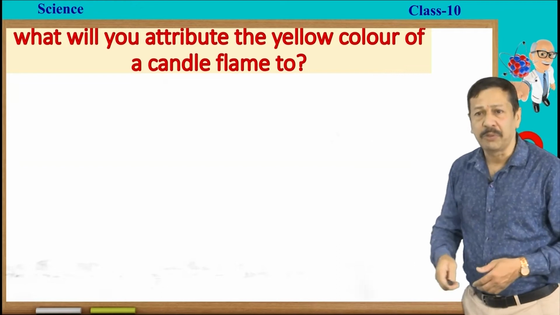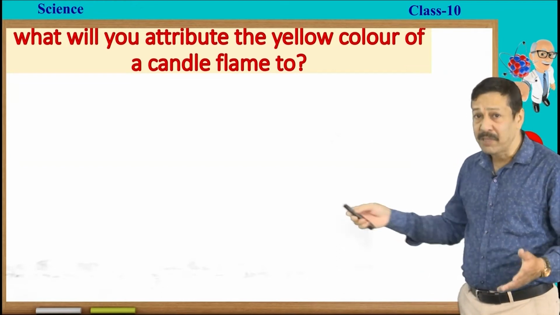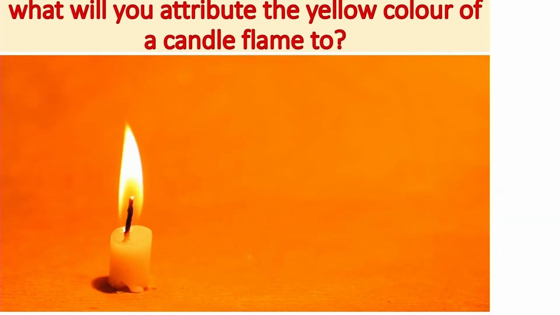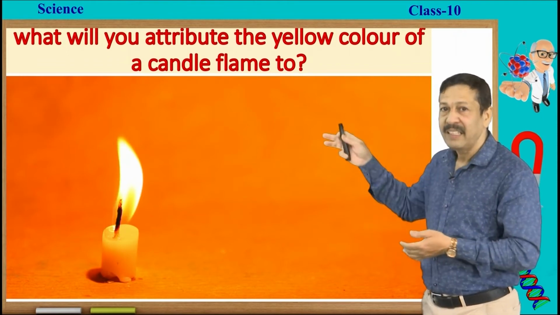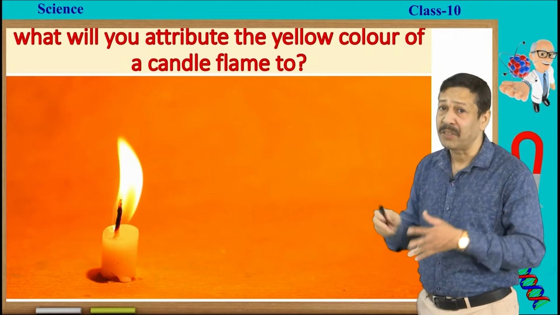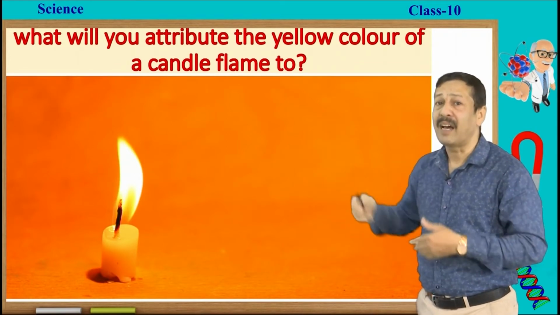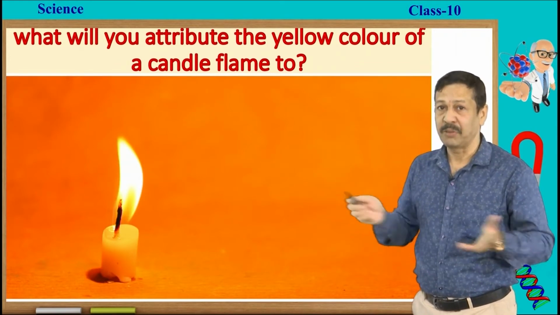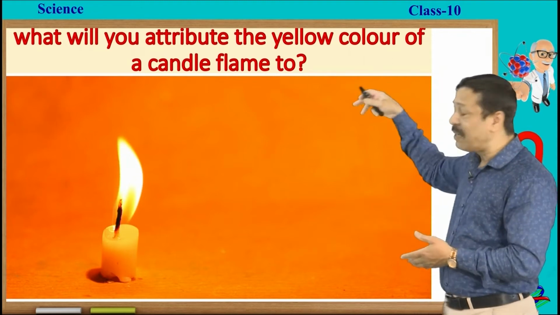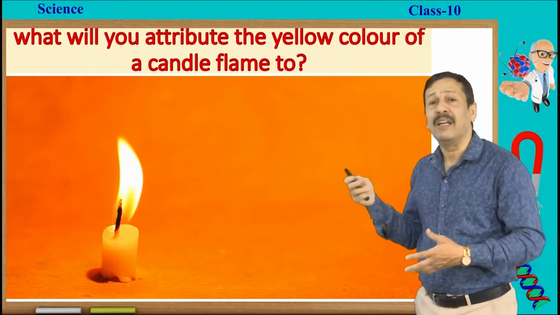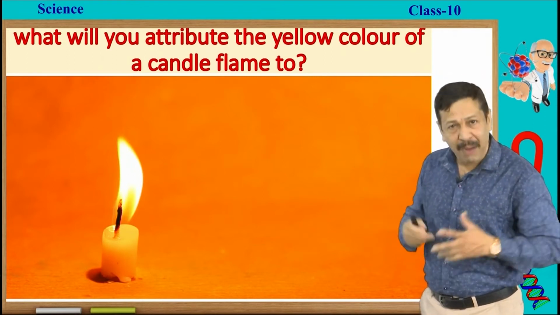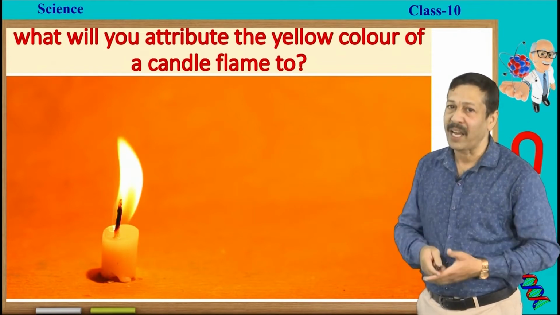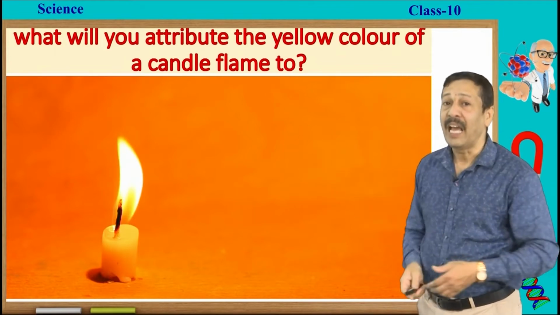What will you attribute to the yellow color of the candle flame? Observe here. What are you observing? It burns with a yellow flame, indicating there is an incomplete combustion, or it may contain unsaturated hydrocarbons. Due to incomplete combustion, the candle sometimes produces carbon monoxide and carbon particulate matter also. That is the reason why it burns with this yellowish flame.